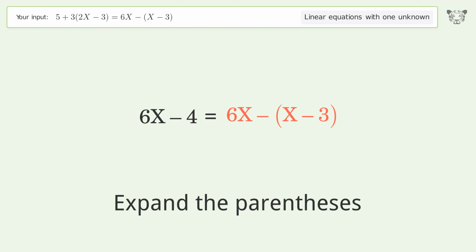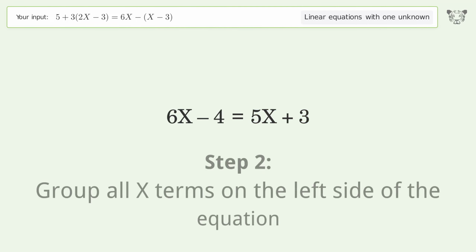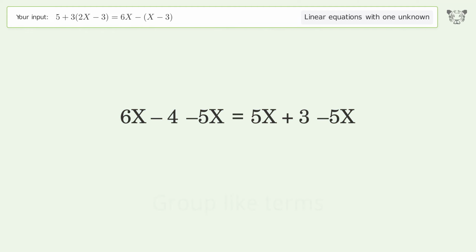Expand the parentheses. Simplify the arithmetic. Group all x terms on the left side of the equation. Subtract 5x from both sides. Group like terms.